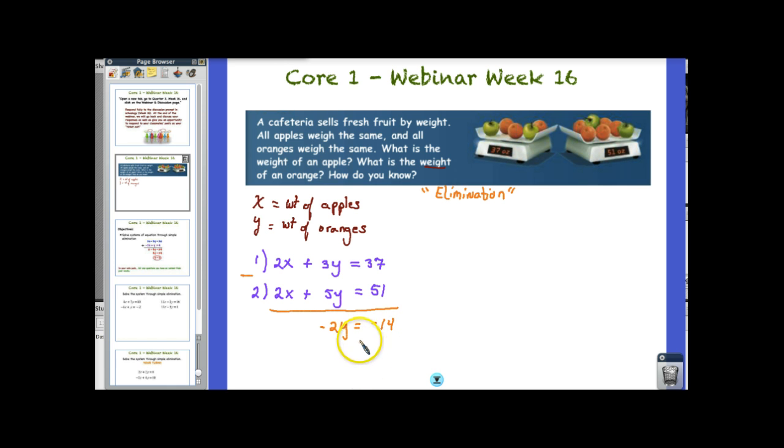Okay, now you can see where it's going to be very easy to solve for y. So all I need to do now is divide both sides by negative 2 in order to solve for y. Negative 2 divided by negative 2 is just 1, or 1y. And negative 14 divided by negative 2 is positive 7. So now I know what the weight of the oranges are. The weight is 7 ounces.